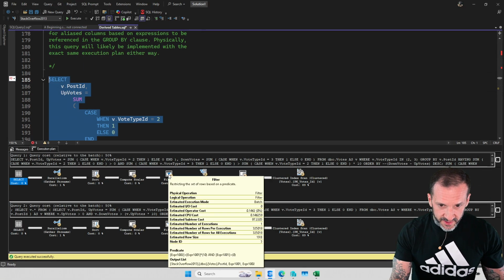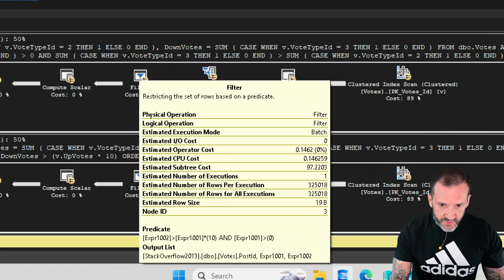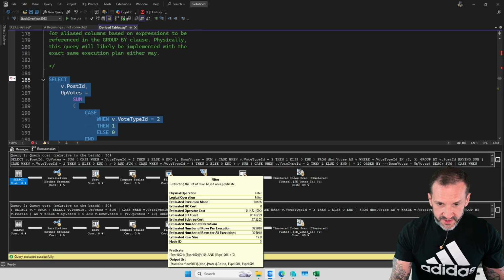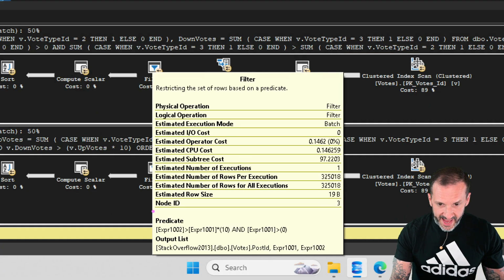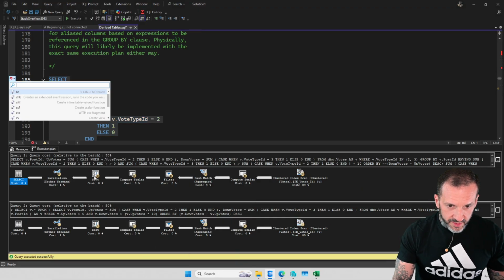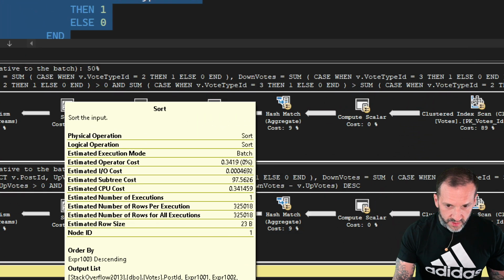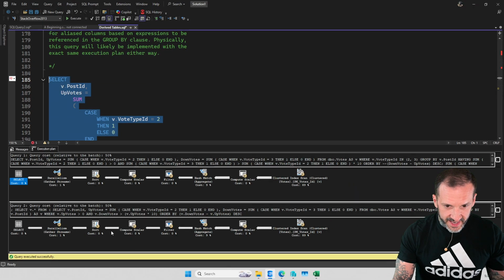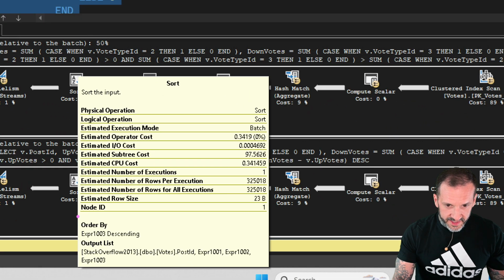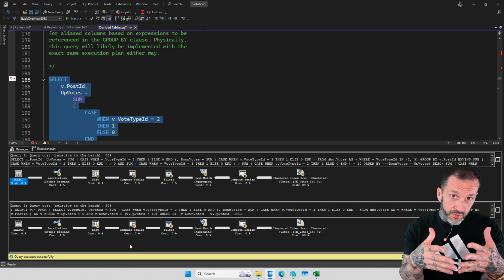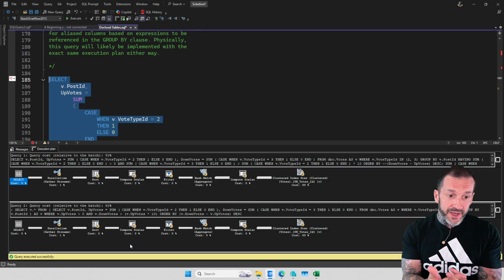So if we look at what this filter does, it's just where expression is greater than expression times 10 and expression is greater than 0. SQL Server has to do the same thing here. It's the exact same filter that we have to apply to both of these. And then we still have to sort here. When we look at our order by clause, it's expression 1003 descending. And in this one, it is still expression 1003 descending. So no matter which way you write it, this is more about query cleanliness. This is a hygiene thing.